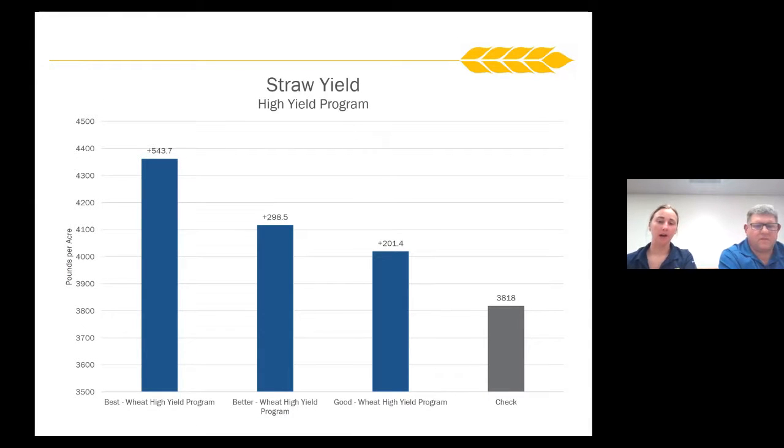So here we have our straw yield. This was our first metric that we took compared to the check. So with our good, better, and best, you can see a nice, beautiful stair-step approach, getting more straw, a more robust, a lot healthier plant overall when we add a few more of those products to meet those nutrient needs of the crop.